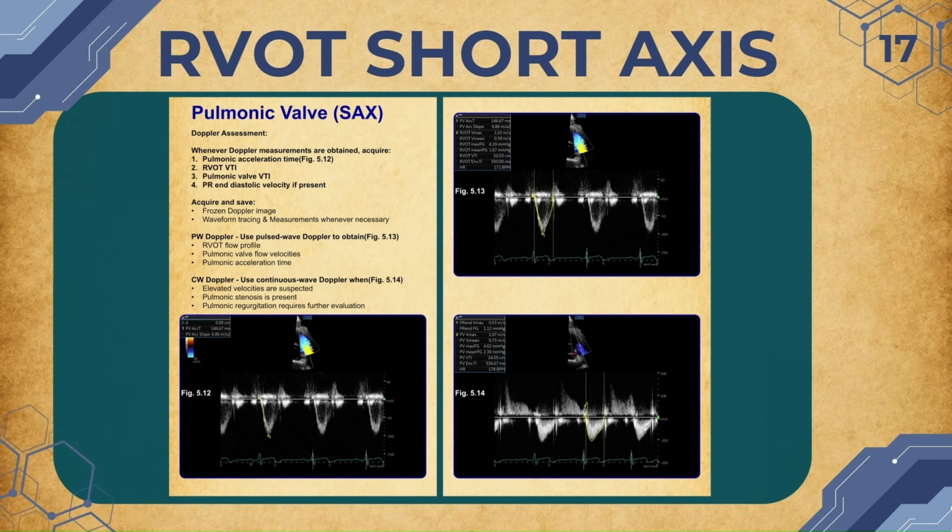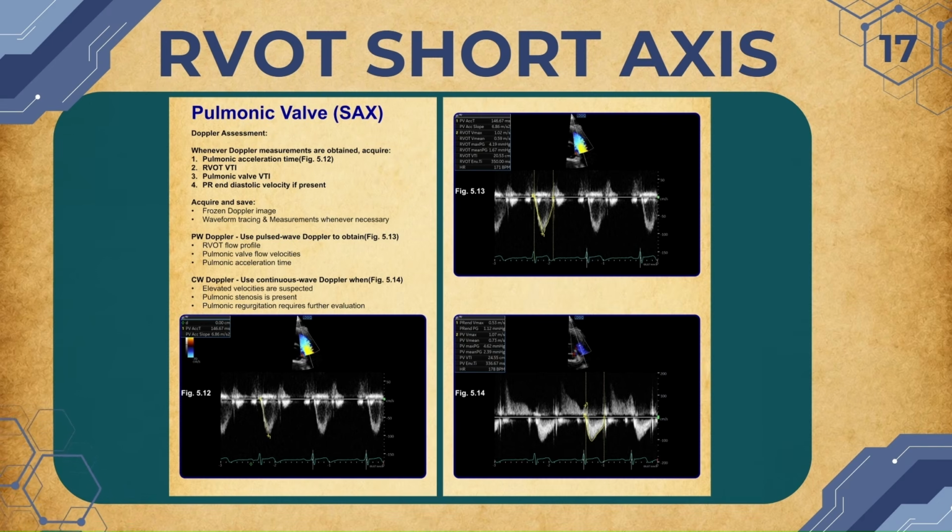Now, take a look at figure 5.13. This is the RVOT-VTI. This measurement tells us how far blood travels through the RVOT during systole. Think of it as a stroke distance measurement. When combined with area, it helps us understand right ventricular forward output. The important thing to remember is that VTI is more than a number. It provides insight into flow and overall right-sided hemodynamics.